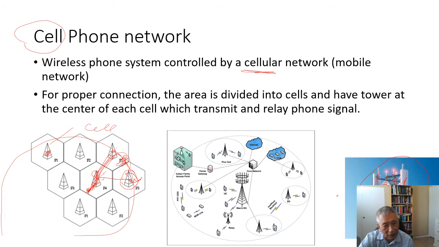So maybe the tower is way out here, and it is connected sometimes through a connection or sometimes directly to that tower. So that's the idea of the cellular phone. It is called a mobile network.